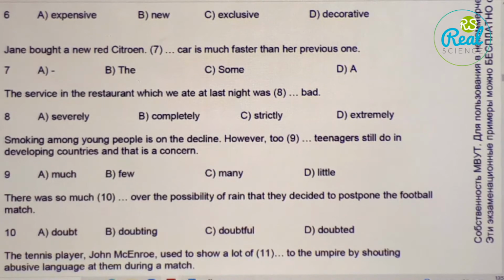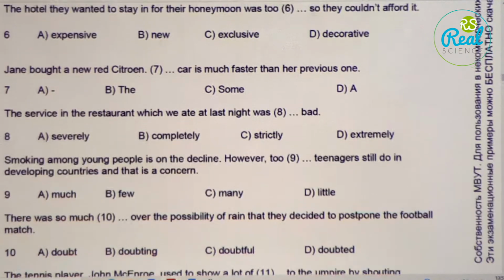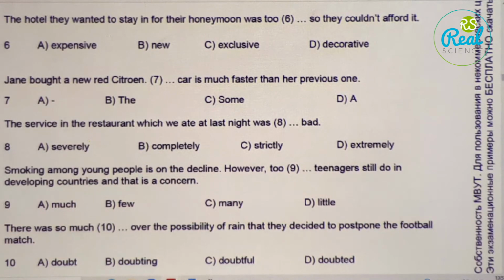Now let's look at the next ones, from 6 till 10. Is it visible? Yes. Okay. Here we have other students also. Aziza, can you read the first one? The hotel they wanted to stay in for their honeymoon was too expensive, so they couldn't afford it.